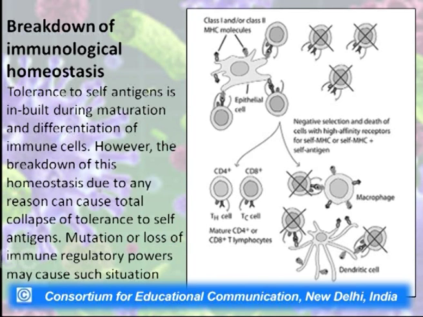As you can see in this diagram, most of the lymphocytes that are self-reactive, and this is called negative selection or death of the cells with high affinity receptors for self-MHC, are just removed, and only those immature CD4 or CD8 positive T lymphocytes are kept in the immune system which are reactive to the foreign antigens and are not self-reactive.